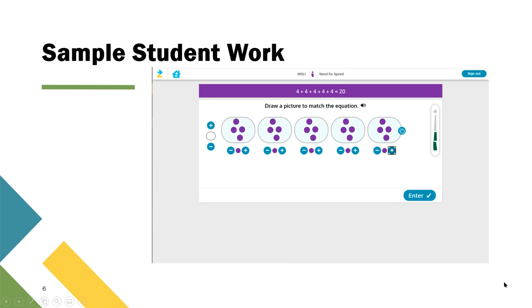This next example is something where students have to use the plus and minus signs to fill in the picture that matches the expression at the top. And there are quite a few of these types of problems throughout this program that students are able to interact with and help with their understanding.